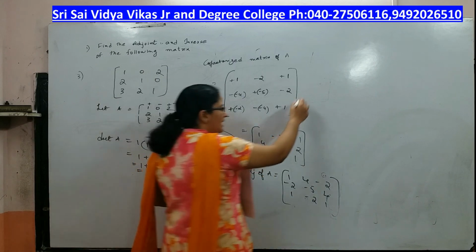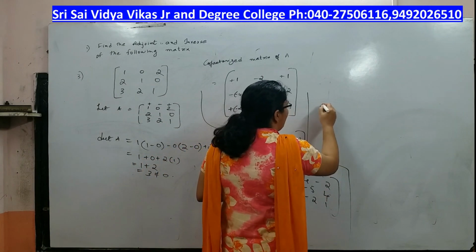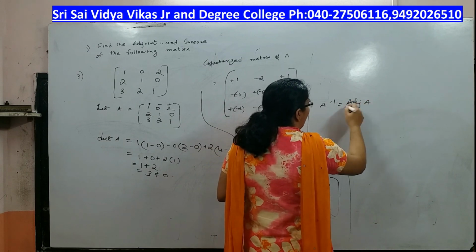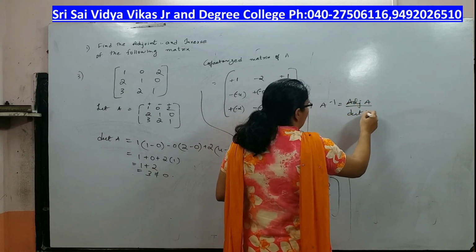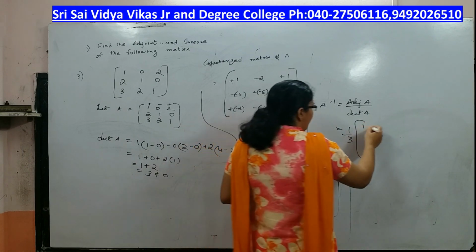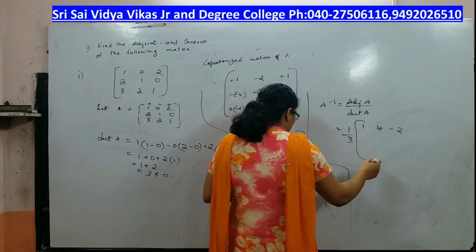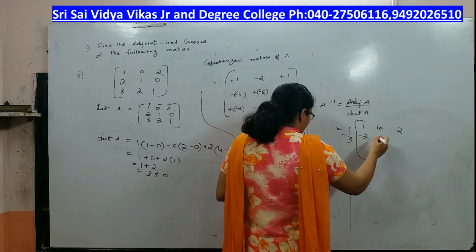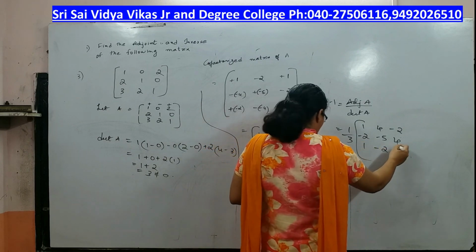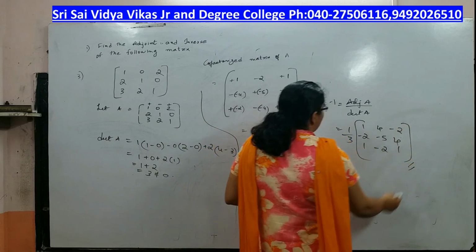We have to find A inverse. A inverse is equal to adjoint A by det A. That is 1 by 3 into 1, 4, minus 2; minus 2, minus 5, 4; 1, minus 2, 1. So this is A inverse.